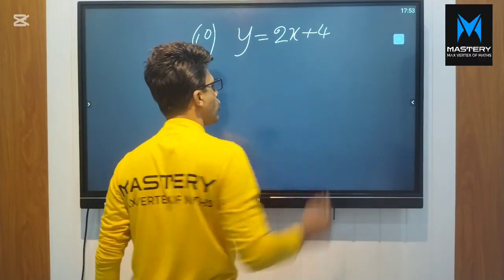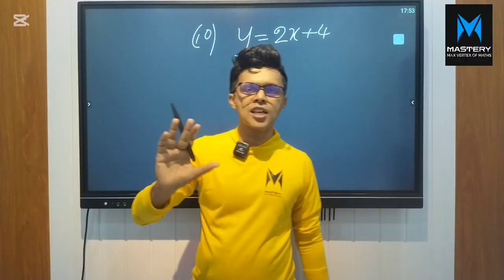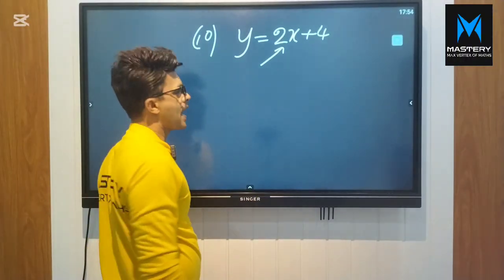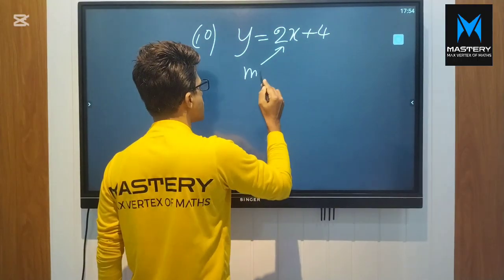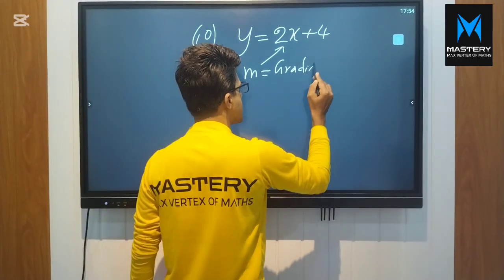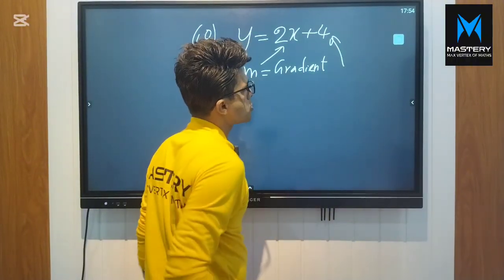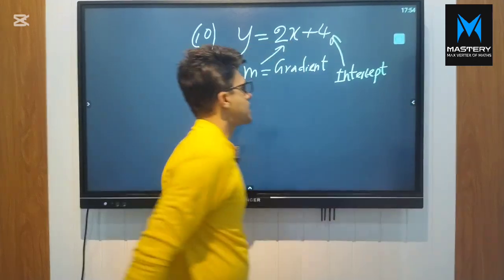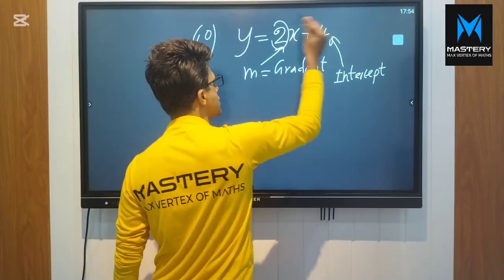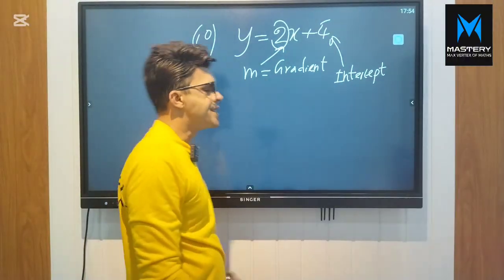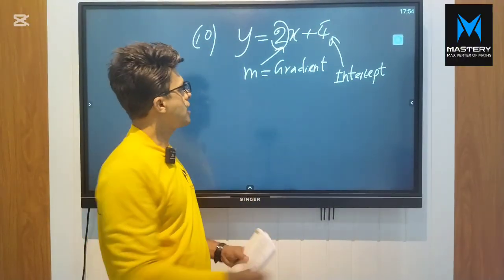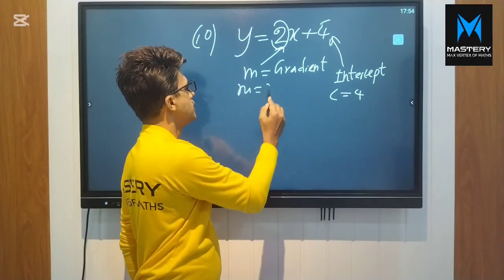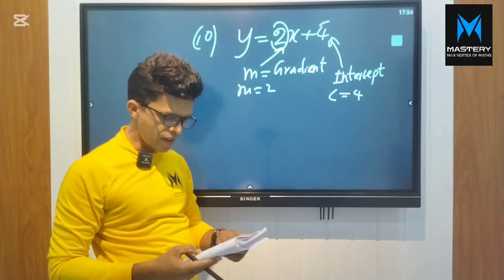You know the common form of linear graphs, that's y equals mx plus c, right? Here the coefficient of x is taken as the value of m. M means gradient. The other one is the intercept. You know about it. This is gradient, and this is intercept. To take these values directly, the value of m and c, you know that this is c, right? c equals 4, and m equals 2 here, in the form of y equals mx plus c.